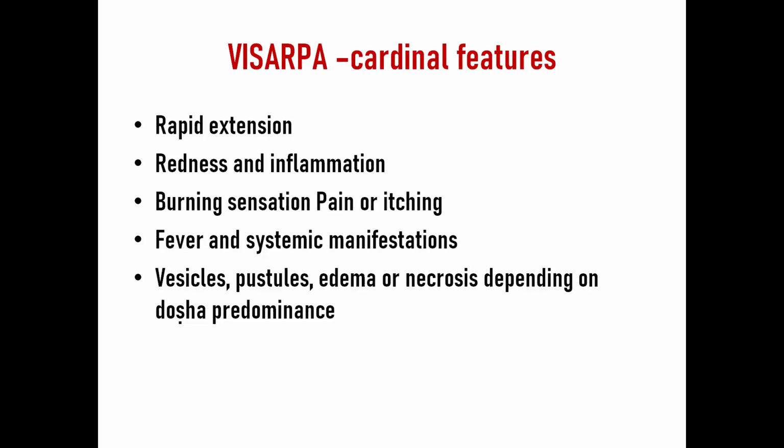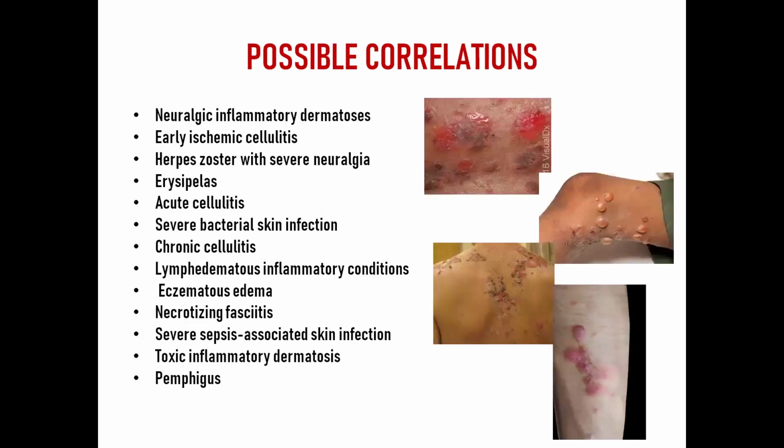Here in this session, I am not going to explain all these different types of Visarpa, but they can be correlated. The different types of Visarpas can be correlated with neuralgic inflammatory dermatosis, early ischemic cellulitis, herpes zoster with a severe neuralgia, erysipelas, acute cellulitis, severe bacterial skin infections, chronic cellulitis, lymphedematous inflammatory conditions, eczematous edema, necrotizing fasciitis, severe sepsis associated with skin infection, toxic inflammatory dermatosis, pemphigus, different types of pemphigus foliaceus and pemphigus vulgaris.